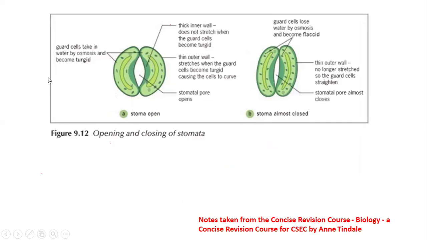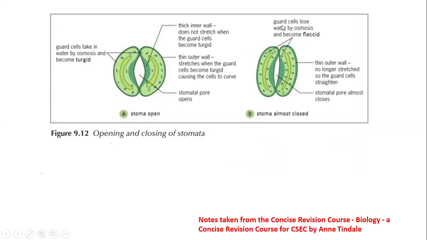The guard cell, they're showing how the guard cell works. So the guard cell takes in water by osmosis and becomes turgid, therefore it opens, right? We see the thicker inner wall doesn't stretch. So that's important, guys. You can screenshot and read that. But it's important to know it becomes turgid and it opens. When it closes, it becomes flaccid.